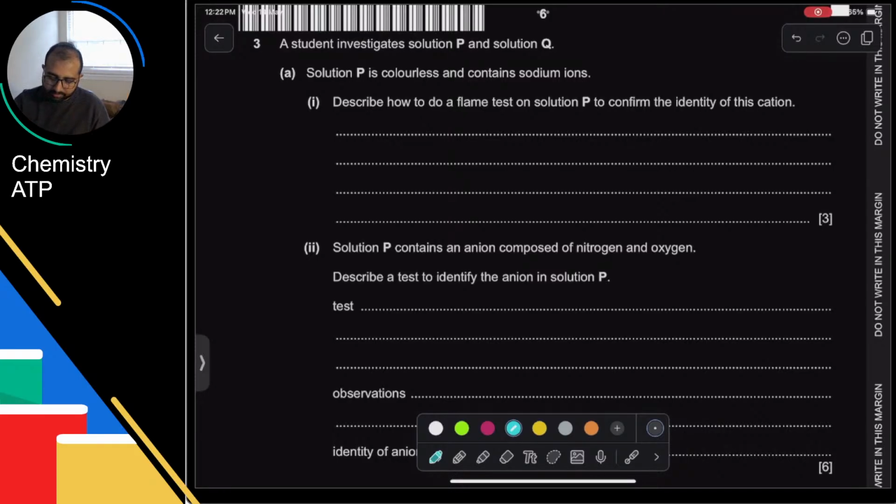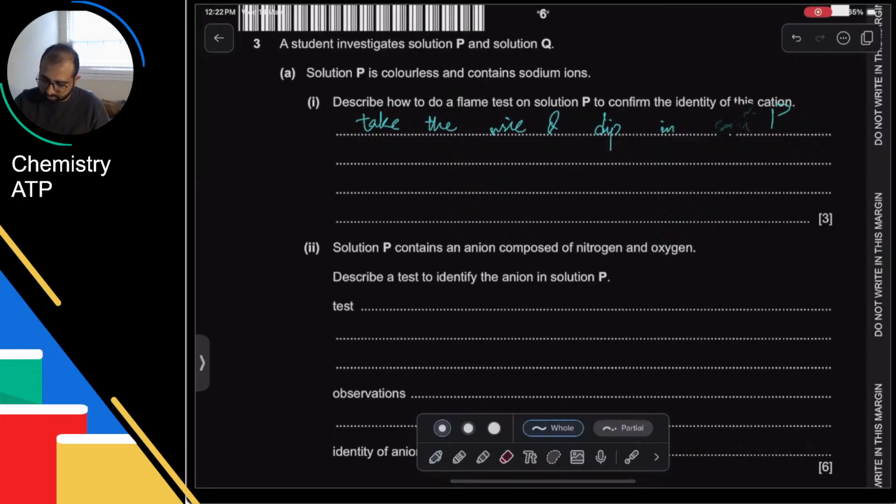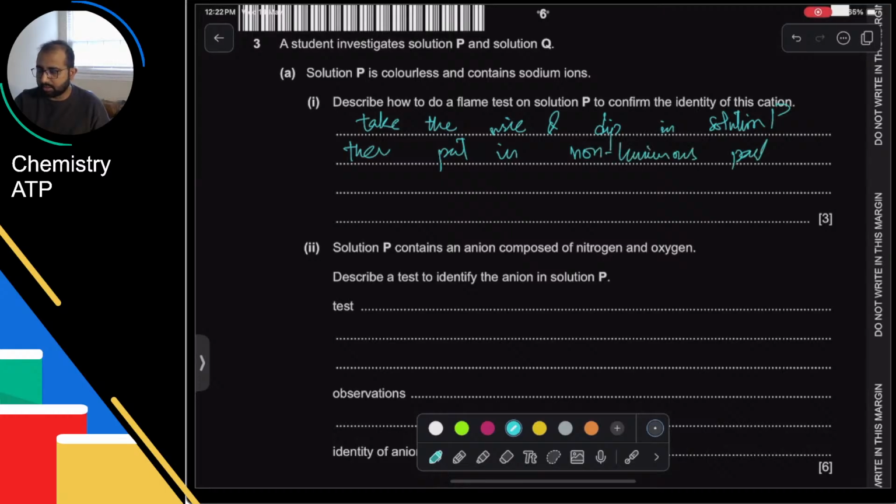So we take the wire and dip in salt. Which salt? P. Salt solution, sorry, it's not salt, it's salt solution. Okay, so solution P, then put in non-luminous part. I learned something today. Non-luminous part of flame, and note the color. Okay, and yeah, record the color change.